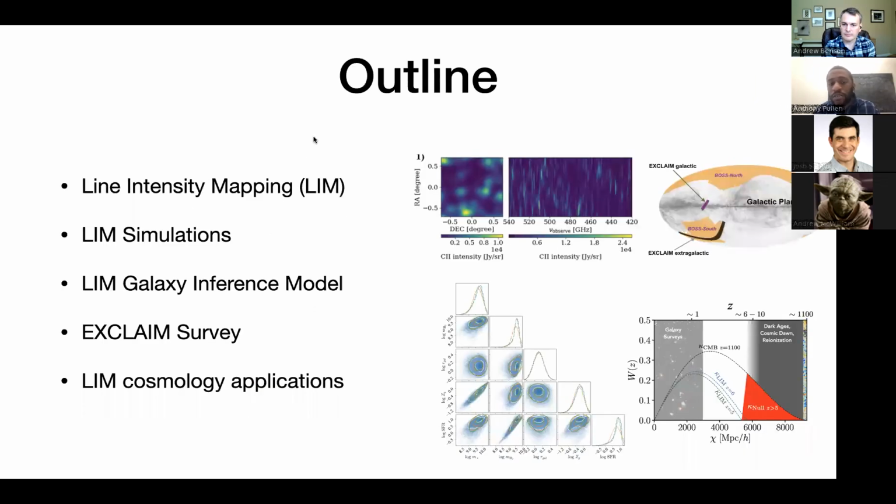So here's an outline of my talk. First, I will give an introduction to line intensity mapping and what we hope to learn from it. And then I'll discuss line intensity mapping simulations, as well as a galaxy inference model, which we're trying to build from the simulations, which will be used to connect observations to properties of galaxies, which we hope to be able to measure. After this, I will also talk about the EXCLAIM survey, for which I'm the science lead. It's a survey that is scheduled to launch next fall of 2023, and we're going to discuss what we plan to learn from that survey. And finally, if I have time, I'll discuss some cosmology applications from line intensity mapping that my group has been working on.